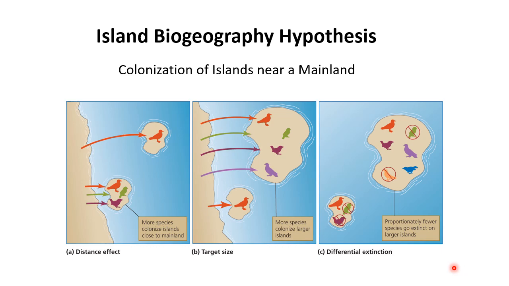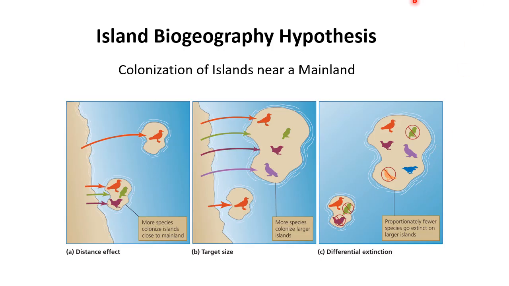So the last aspect with island biogeography is extinction. And so in this third picture, what we find is that proportionally fewer species go extinct on larger islands. So here it's 1/3, 2/6, which reduces to 1/3 of the species going extinct. And then on the smaller island, we have 2 out of 3, 2/3 going extinct. So a smaller proportion of species go extinct on larger islands.